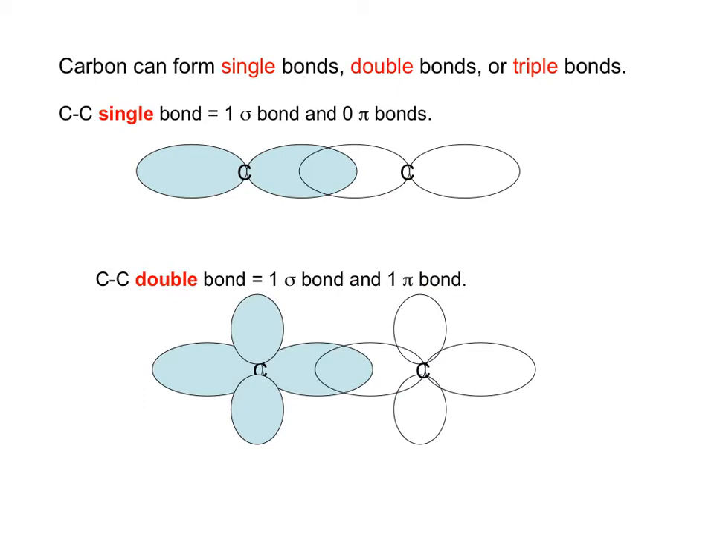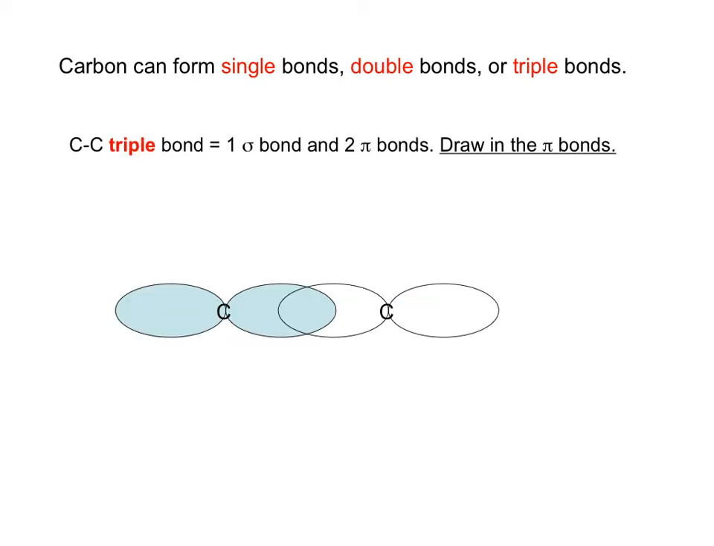So remember, carbon has 4 valence electrons, so it can form single bonds, double bonds, and triple bonds. In a carbon-carbon single bond, there's 1 sigma bond and 0 pi bonds, but in a carbon-carbon double bond, there's 1 sigma bond and 1 pi bond. A carbon-carbon triple bond consists of 1 sigma bond and 2 pi bonds. So stop the video and draw in the pi bonds.